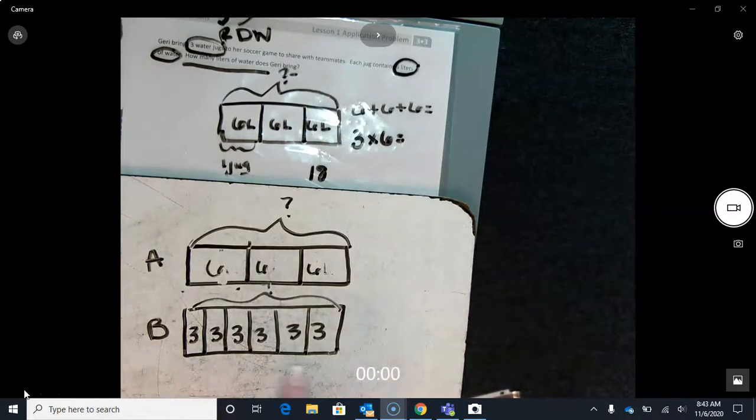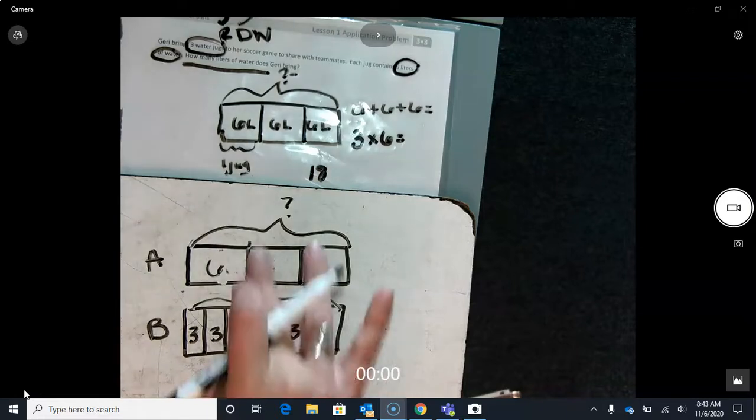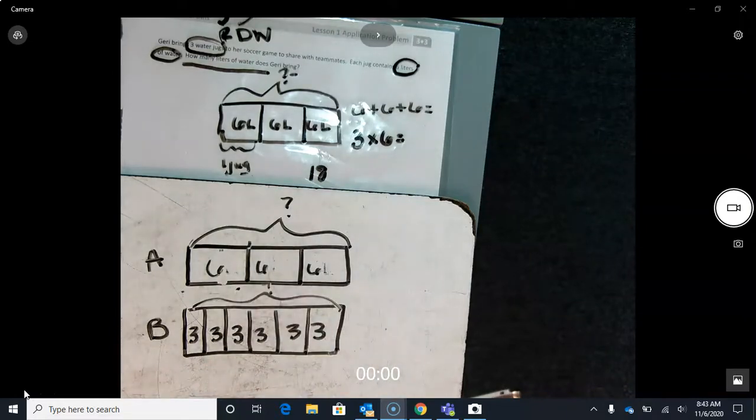Right, B shows 6 groups or 6 jugs with 3 liters inside. So those are not the same. But how are these 2 tape diagrams related? Let's take a look. Let's draw a multiplication equation for each one to see how they're related.